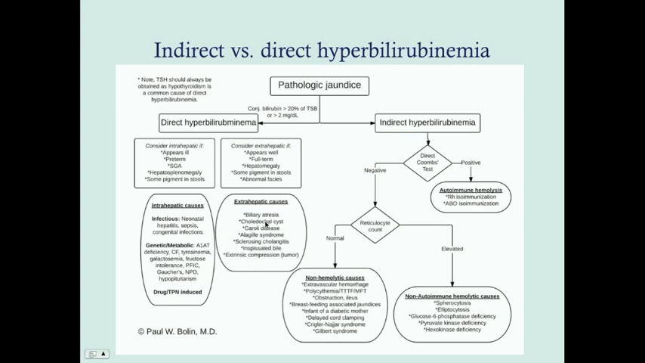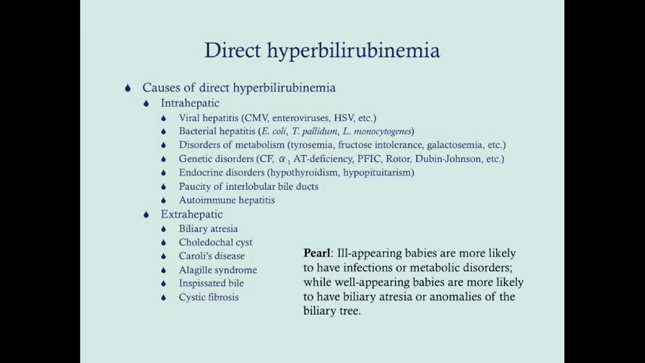So these can be things like biliary atresia, choledochal cyst, Caroli disease, Alagille syndrome, sclerosing cholangitis, inspissated bile, and extrinsic compression. Whereas your intrahepatic causes tend to be infectious. They can be genetic or metabolic, particularly those like tyrosinemia, fructose intolerance. Also, another big one is hypothyroidism. And then it can also be induced by drugs, or it can be induced by just being on total parenteral nutrition for some time. So these are, again, your causes here. Ill-appearing babies are more likely to have infections or metabolic disorders, whereas well-appearing babies are more likely to have biliary atresia or anomalies of the biliary tree. Not always, but most of the time this is how it is.